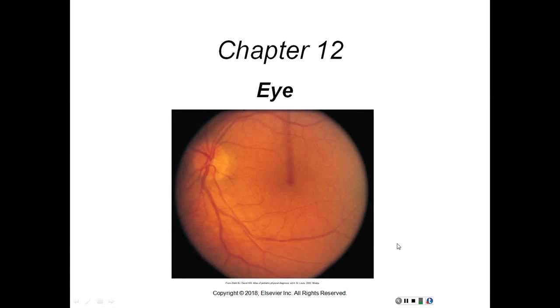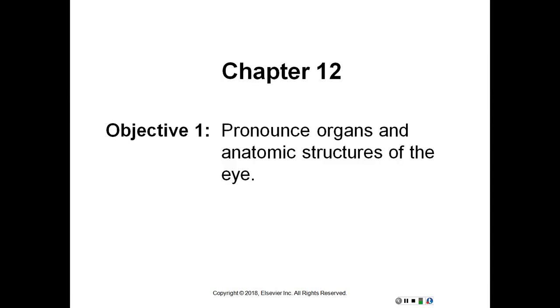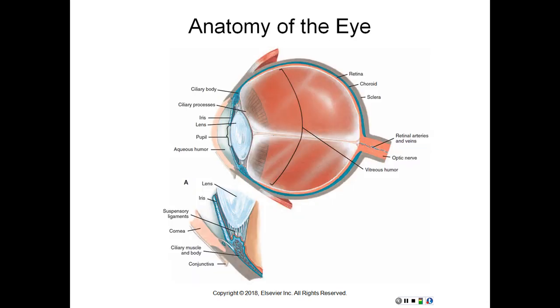Continuing with Chapter 12 for the eye. So our first objective is to pronounce organs and anatomic structures of the eye. So first let's talk about the function of the eye. The eyes are organs of vision and are located in a bony protective cavity of the skull called the orbit. Only a small portion of the eye is visible from the exterior.